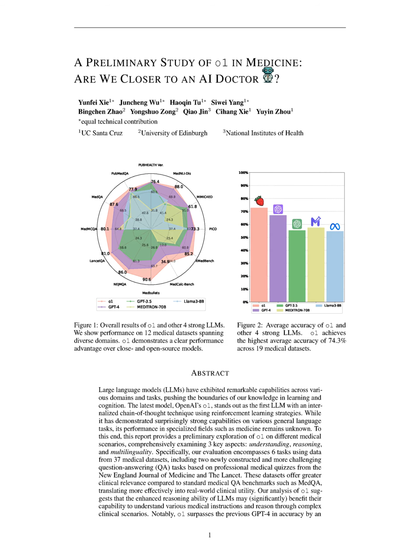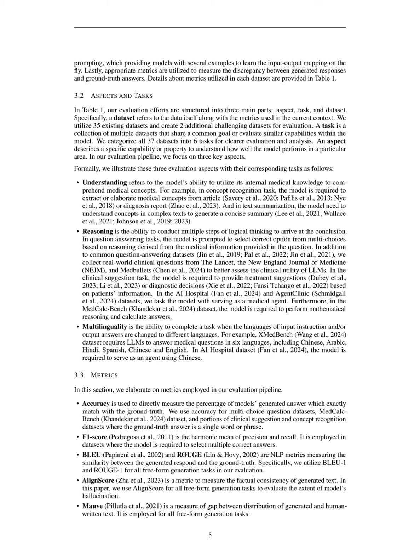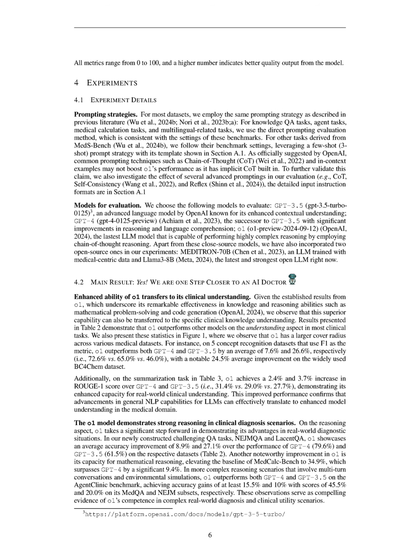In complex reasoning tasks involving multi-turn conversations, O1 outperforms both GPT-4 and GPT-3.5, with accuracy gains of at least 15.5% and 10% on the AgentClinic benchmark. Furthermore, O1 provides more concise and straightforward answers, reducing the incidence of hallucinations compared to GPT-4, which often generates incorrect explanations. These improvements suggest that O1 is a step closer to functioning as a reliable automatic AI doctor in clinical settings.